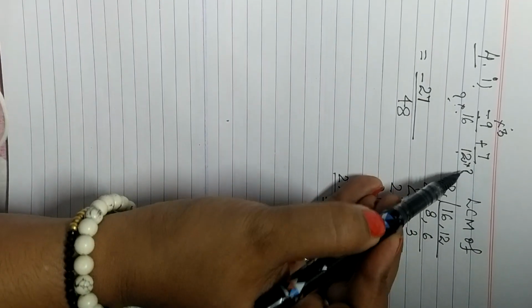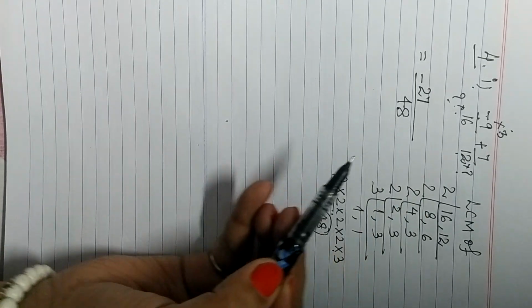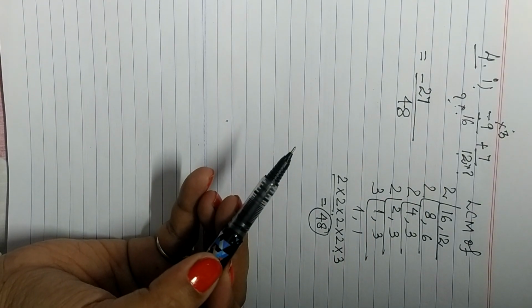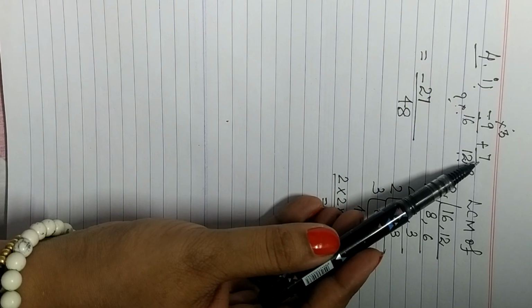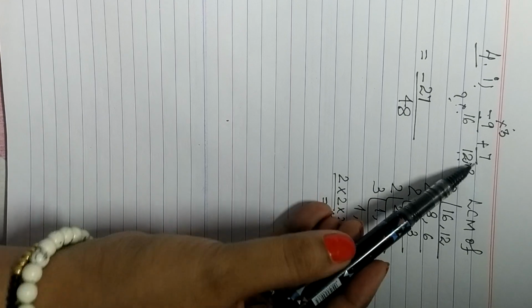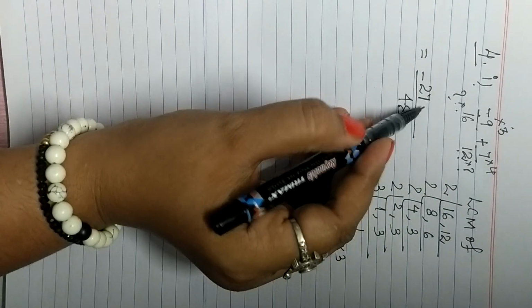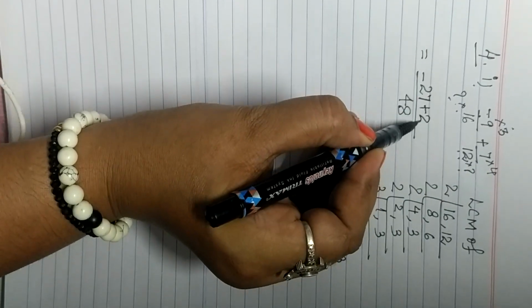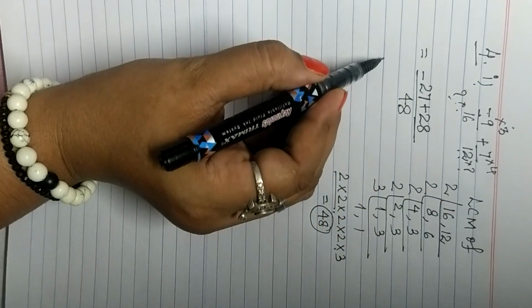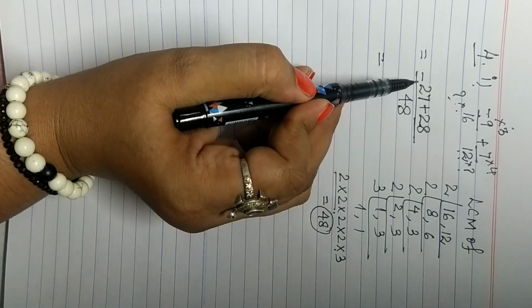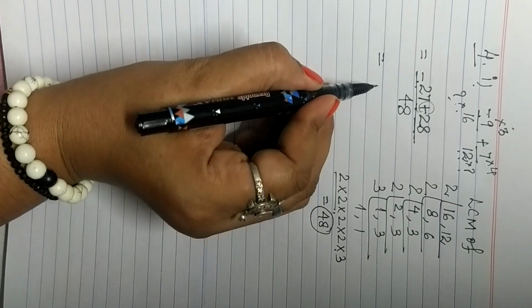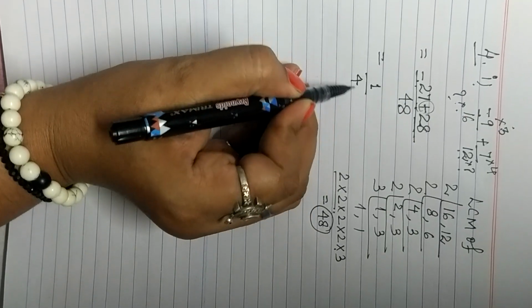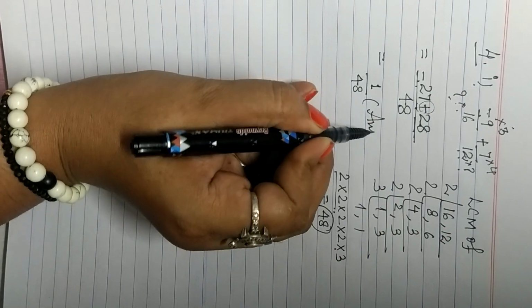12 multiplied by what will give you 48? So 12 we have over here in the denominator and we have 7 in the numerator. So 12 fours are 48, 7 into 4, that is 28, and we have a positive 28. So 28 minus 27, greater number has a sign of plus. 28 minus 27 is 1. 1 upon 48 is your answer.